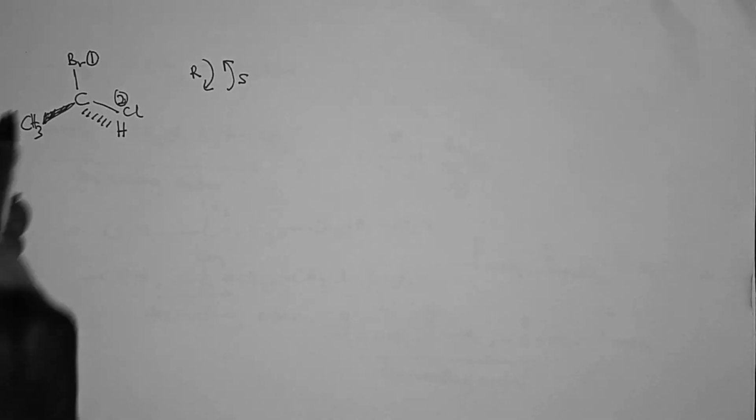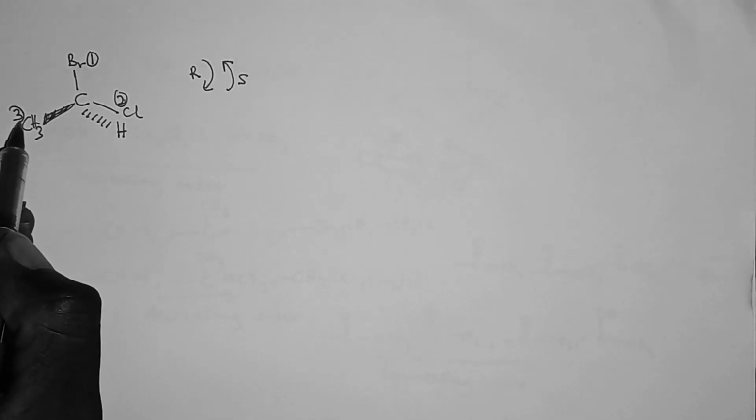Now, if you are given a configuration like this, the first thing is to determine the positions or the ranking of the various groups that are bonded to the carbon. In this case, a bromo group has a higher molar mass than a chlorine group, and a chlorine has a higher molar mass than a carbon, and a carbon has a higher molar mass than a proton. So the bromine group becomes number 1, the chlorine group is number 2, and then the CH3 is number 3, and then the proton is number 4.